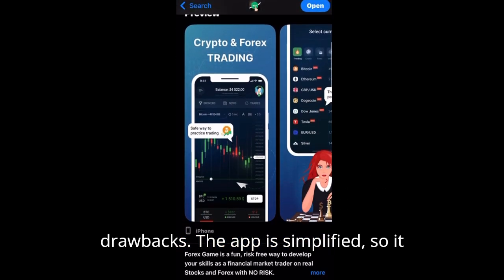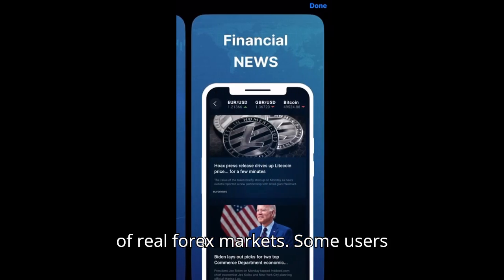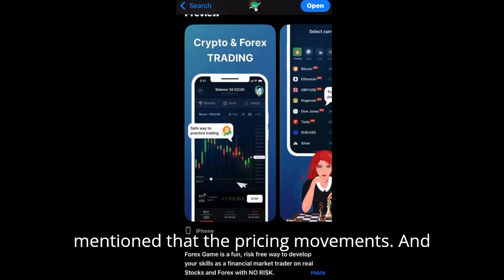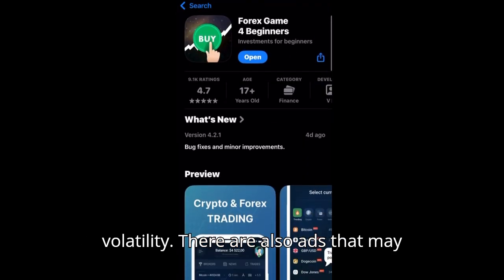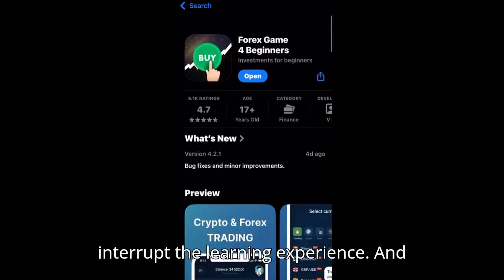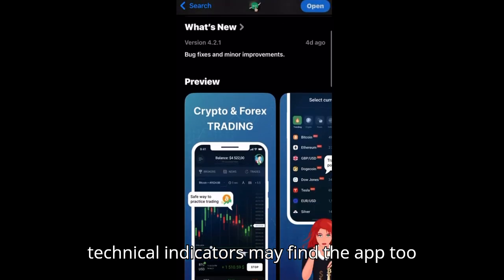The app is simplified, so it does not fully represent the complexity of real forex markets. Some users mention that the pricing movements and conditions do not always match real-world volatility. There are also ads that may interrupt the learning experience, and users looking for advanced tools or technical indicators may find the app too basic.